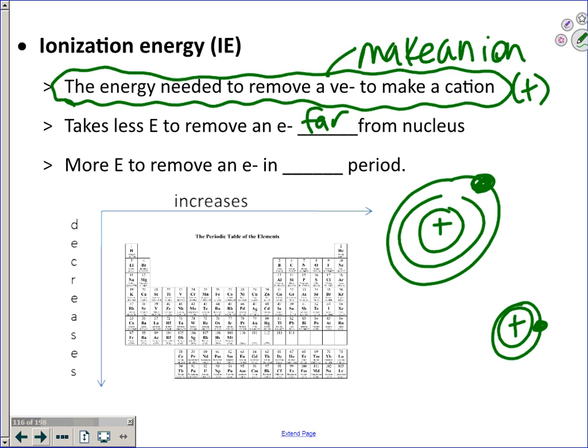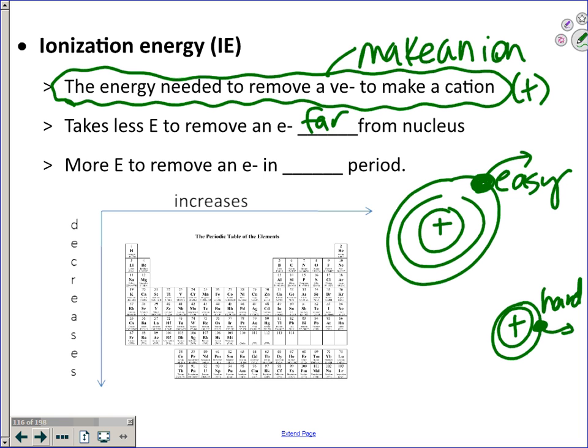I really can't control the fact that you guys are that far away, but I wouldn't be able to attract the ones farthest away from me very well. So it's really easy to get this electron. It's really hard to ionize or take that electron away. So it'd be easy to take that one, it'd be hard to take that one. Yeah, the closer you are to the nucleus, the more attracted you are to the protons.